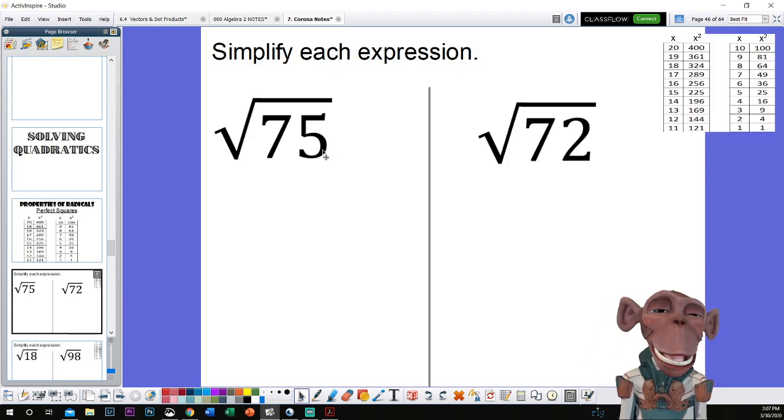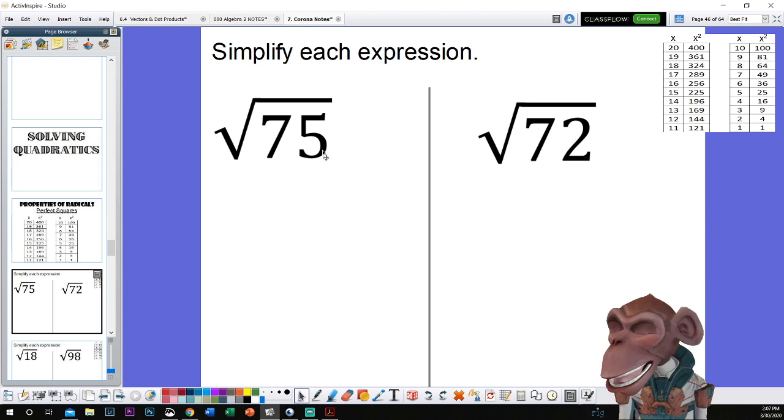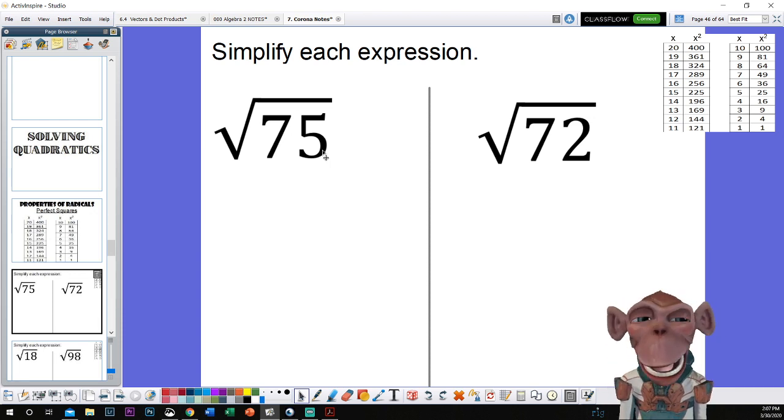So the first one is the square root of 75. You could go ahead and try typing that on your calculator. I'll get mine out. Square root of 75 is 8.6602540388 something. So I can't use that. I need an exact value.